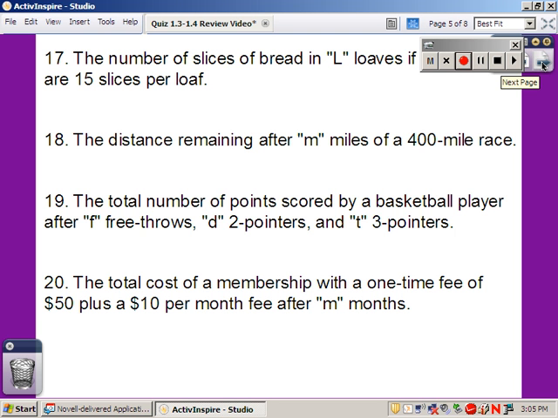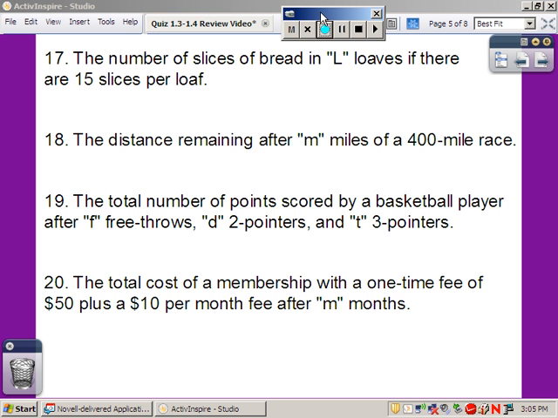Okay, so we're taking a little bit of a switch in gears here to go from square root into simplifying expressions. And we start simplifying expressions with some of the things we did in class already, which are word problems turned into algebra. So this one says the number of slices of bread in L loaves if there are 15 slices per loaf.